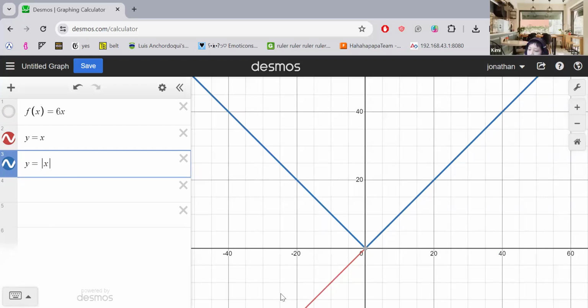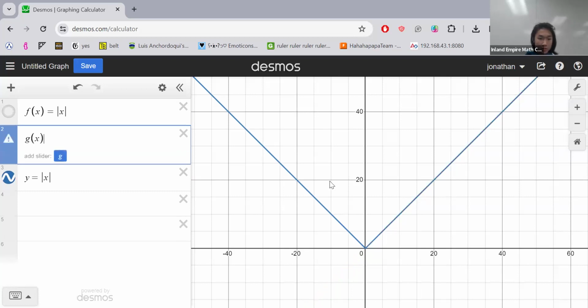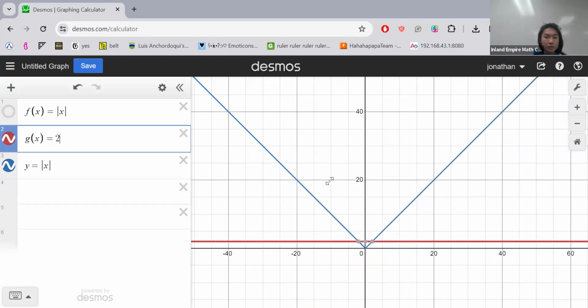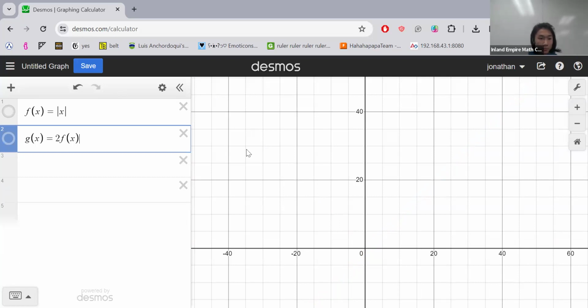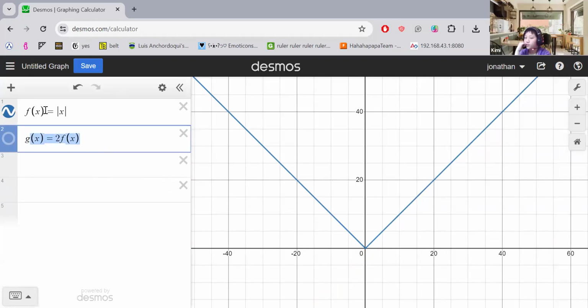Yeah, so you're exactly right. So if we do some transformations to this, what do you think is going to happen? Let's say 2 of f of x. Remember, our original function is going to be this. What do you think this is going to do to that? 2 times the output.